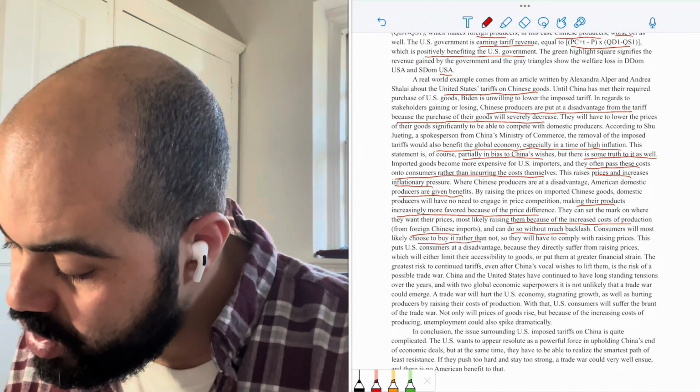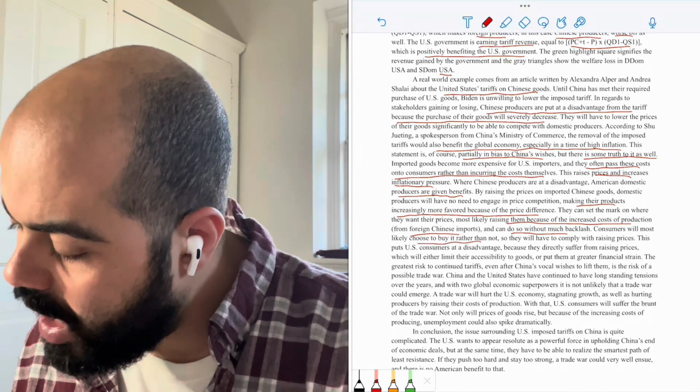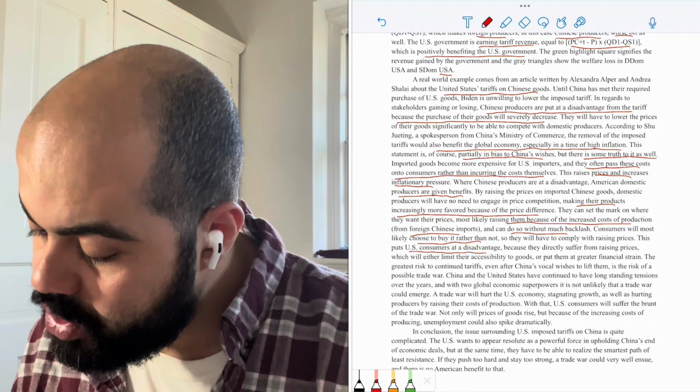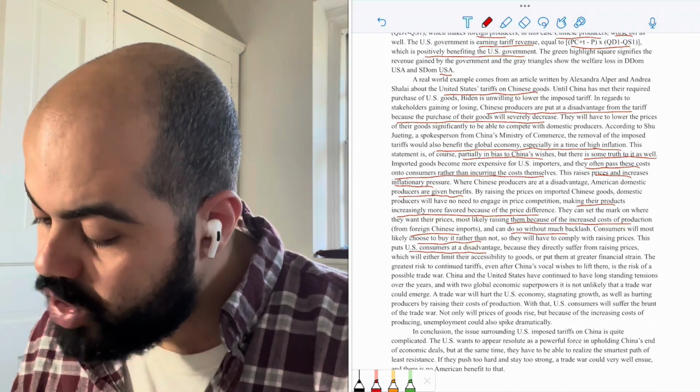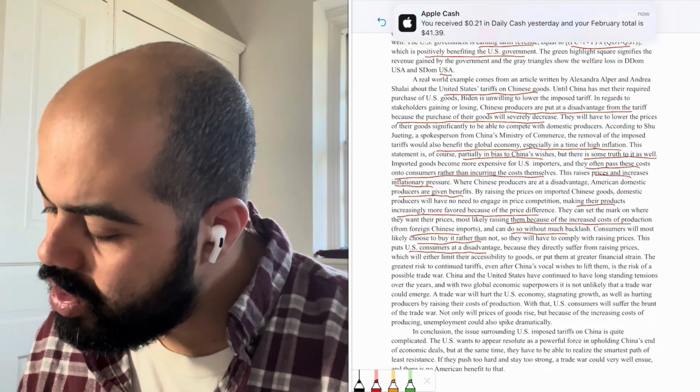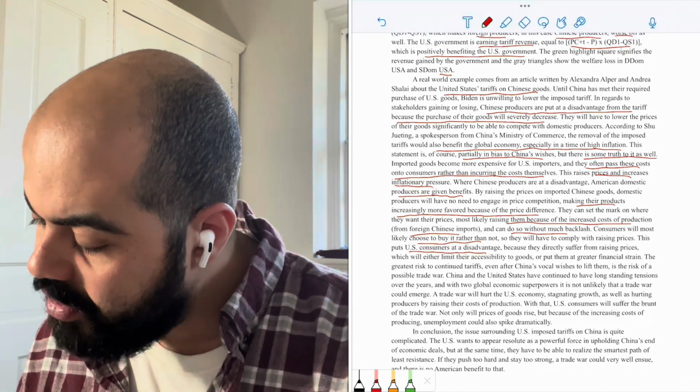Consumers will most likely choose to buy it rather than not, so they will have to comply with raising prices. This puts US consumers at a disadvantage because they directly suffer from raising prices, which will either limit their accessibility to goods or put them at a greater financial strain.